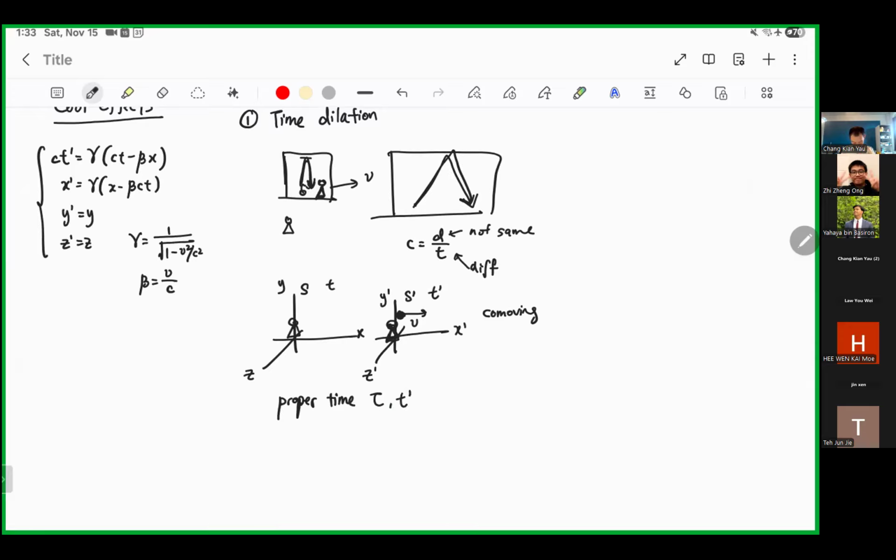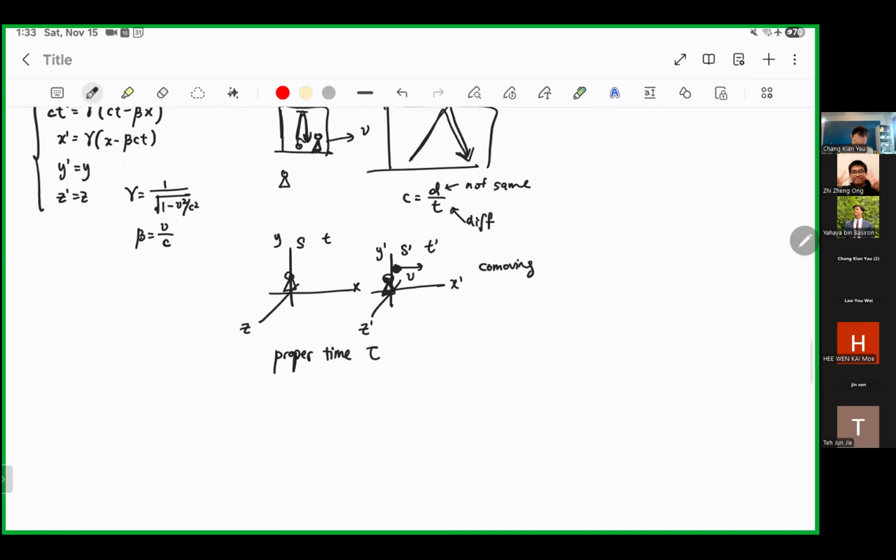Oh, t prime should be tau, but coordinate time should be... I mean, tau equals t prime when the conditions are met, which is x prime equals 0. That is by definition, right? Because you're co-moving with the observer, therefore x prime equals 0. But I don't want to confuse them with tau and t prime.